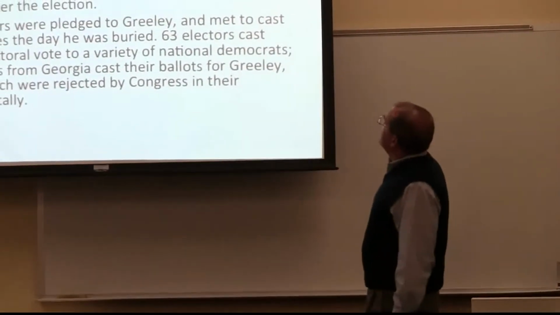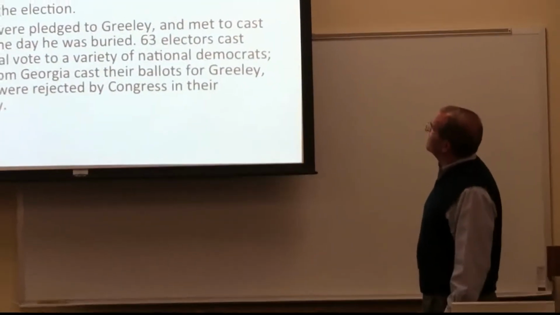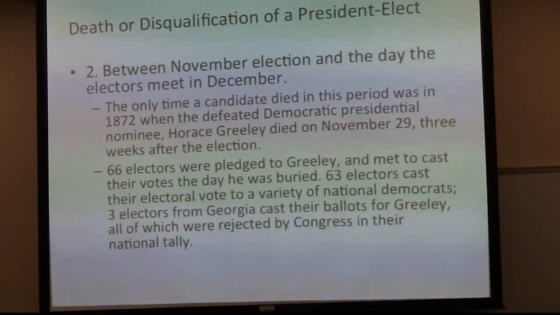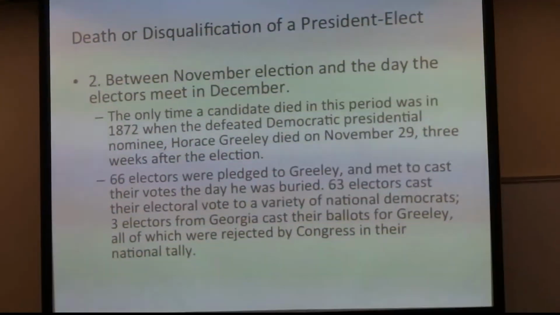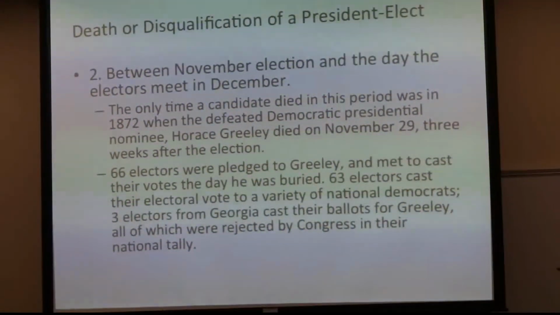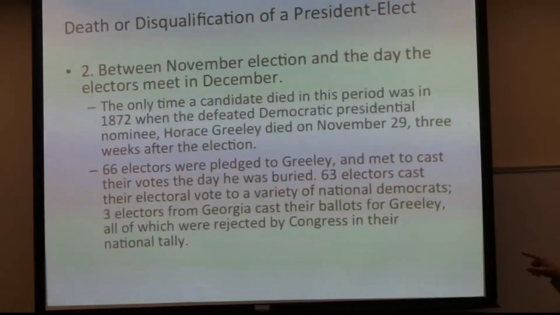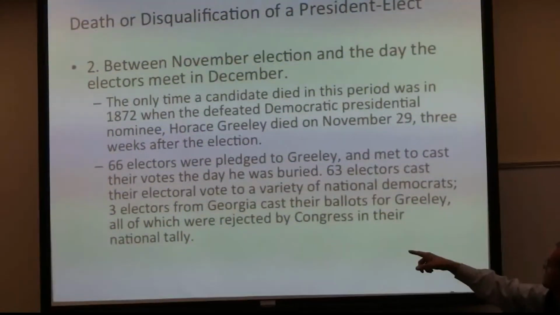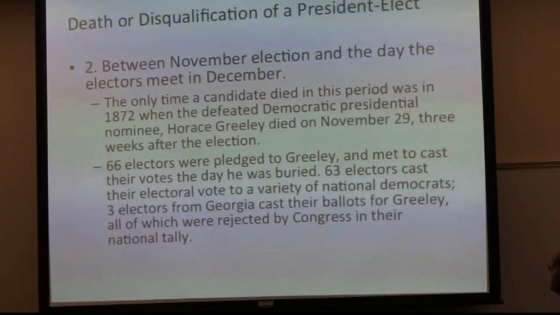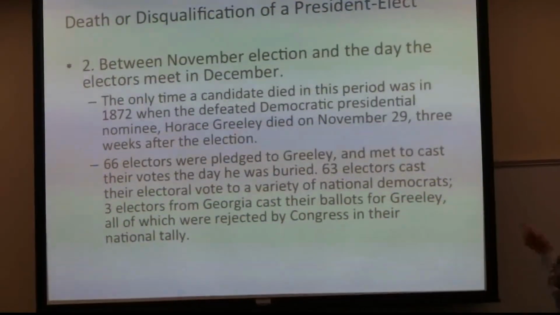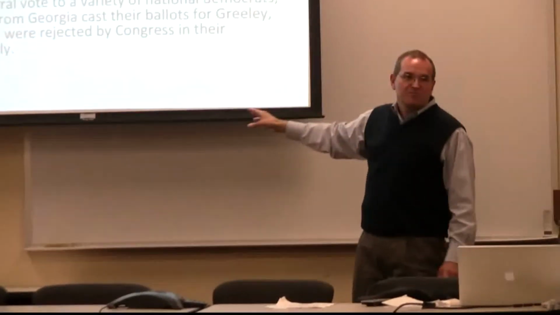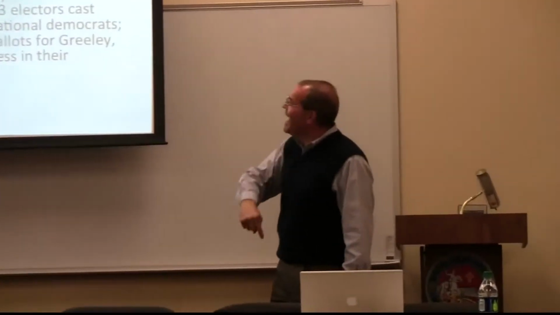The only time a candidate died in this period was in 1872, when the defeated Democratic presidential nominee Horace Greeley died on November 29th, 3 weeks after the election. 66 electors were pledged to Greeley and met to cast their votes the day he was buried. 63 electors cast their electoral vote for a variety of different Democrats. 3 electors from Georgia cast their ballots for Greeley. Now this is interesting because it comes into play as we go through these other periods. Those 3 votes for Greeley were rejected by Congress, because he had died before the electors cast their ballots.